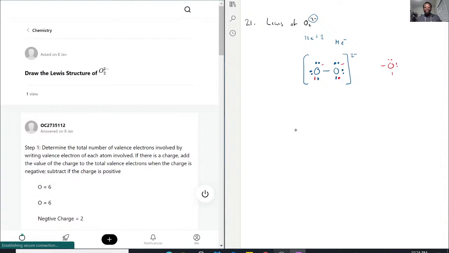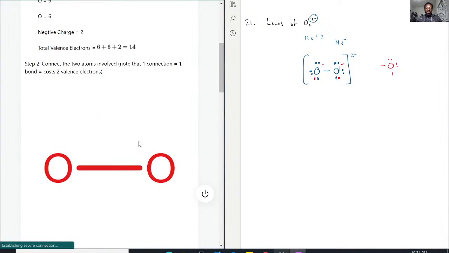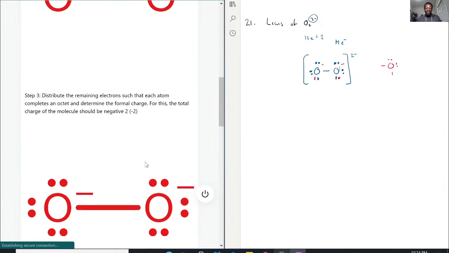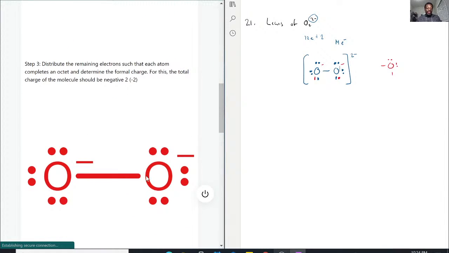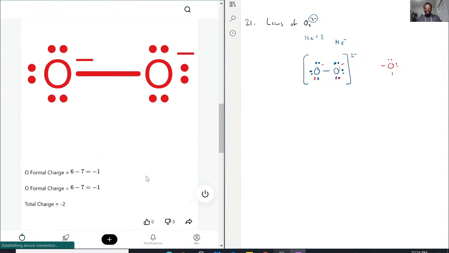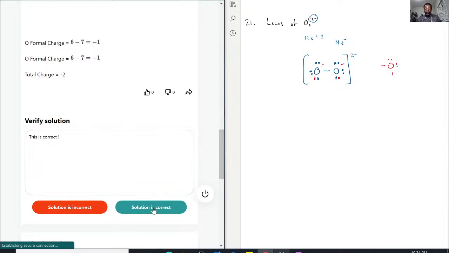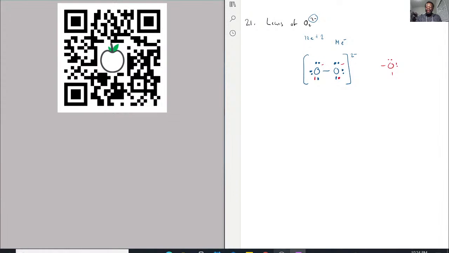And that would be the Lewis structure for O2 2 minus. So there you go, the bond, and then they filled it in, and there you see the 2 formal charges. And that would be O2 2 minus. This is correct. So let's move to question number 22 now.